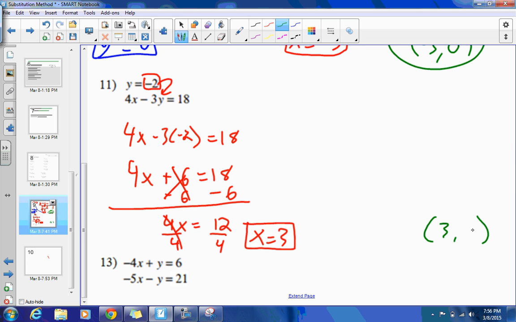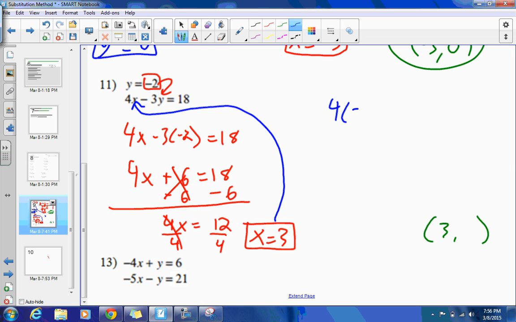Now we just have to figure out that y value. So what I'm going to do is take that x value and plug it in. Well, the first equation doesn't have an x. Actually, we already have our first equation, y equals -2, so our y value should be -2. Well, let's check when we plug in 3 right here.